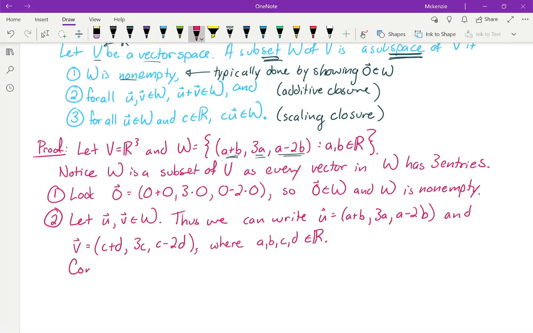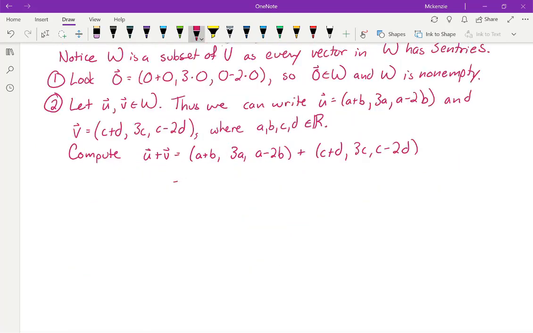Now let's go ahead and compute the sum, U plus V, which we already said what U and V are, so we can substitute these vectors in. So again, that's substitution, so let's remind ourselves.